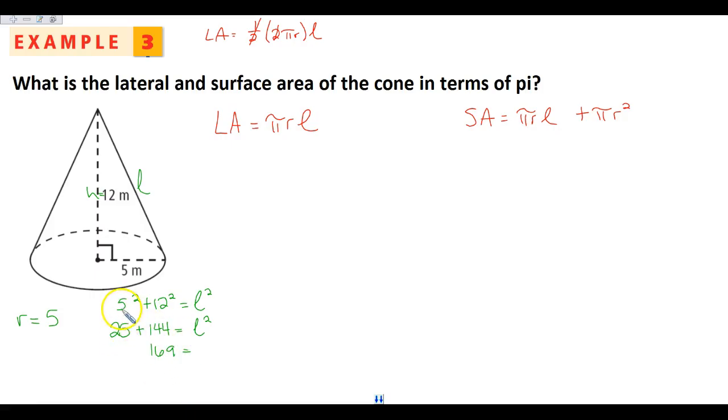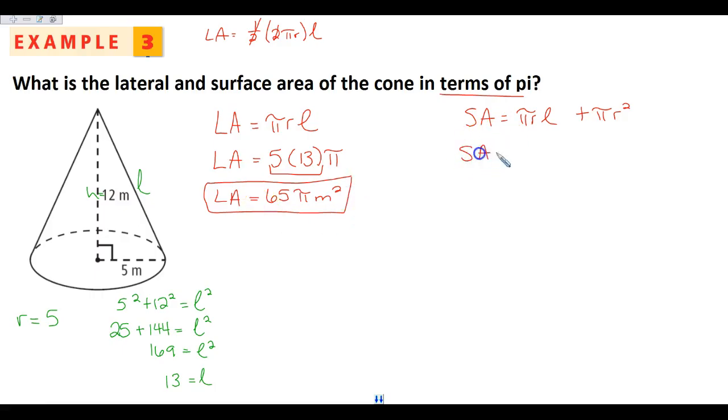So when we square 5, we're going to get 25. Square 12, we're going to get 144. And when we square root 169, we're going to get that 13. Okay, so my slant height is 13. So now for my lateral area, my radius is 5 times my slant height of 13 times pi. And notice we're leaving things in terms of pi. So again, I'm just going to put 5 times 13 in my calculator. I'm going to get 65. So it's 65 pi meters squared.